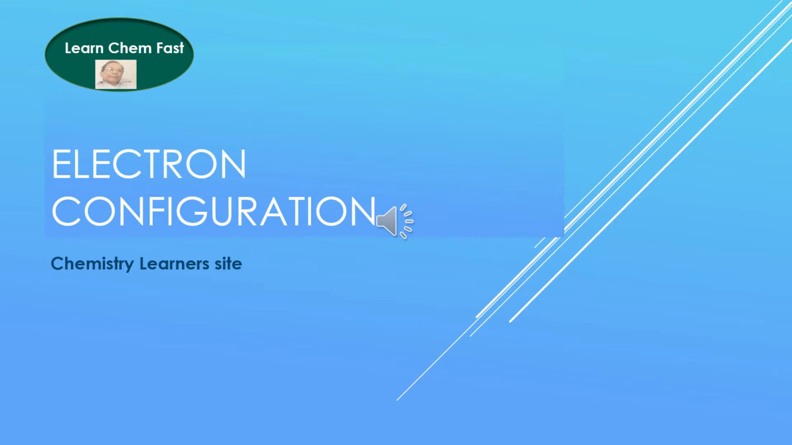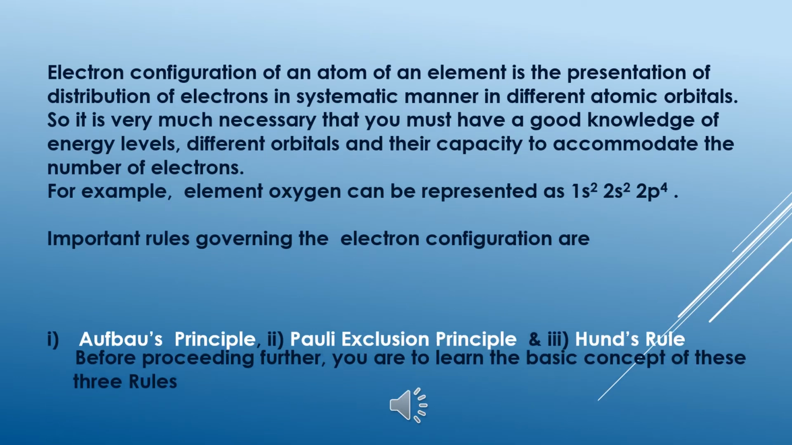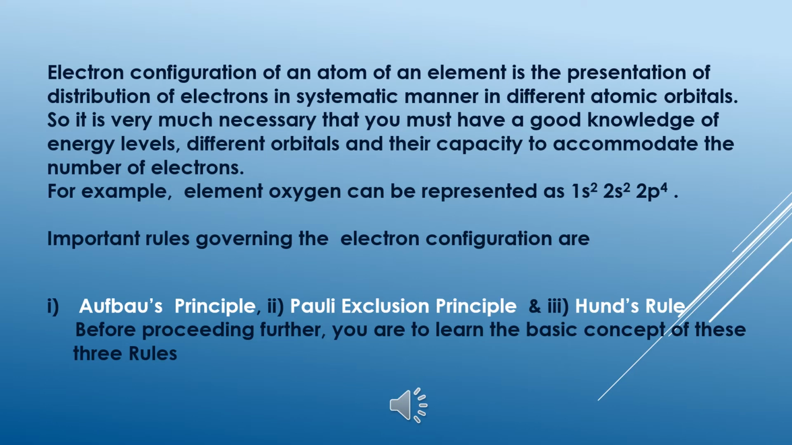Today's presentation is Electron Configuration. The presentation is made with the help of all necessary rules, diagrams and illustrations to make it easy to understand. Enjoy learning chemistry. Electron configuration is a presentation of the distribution of electrons in different atomic orbitals.